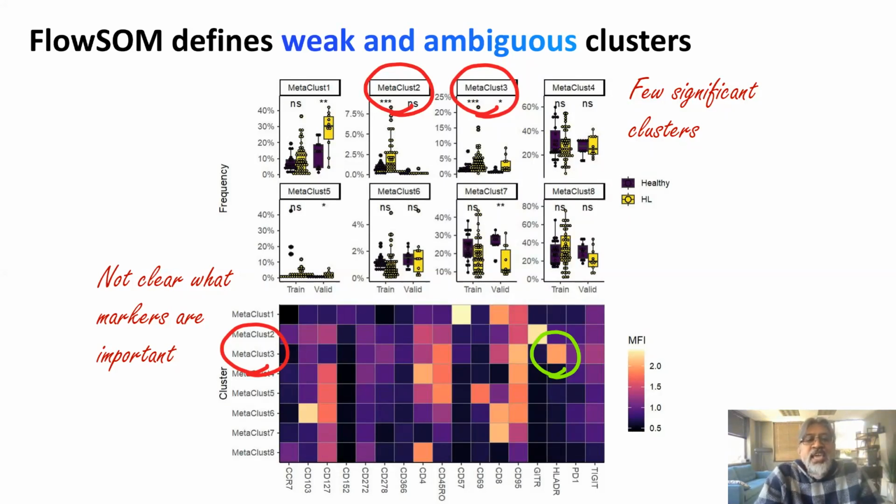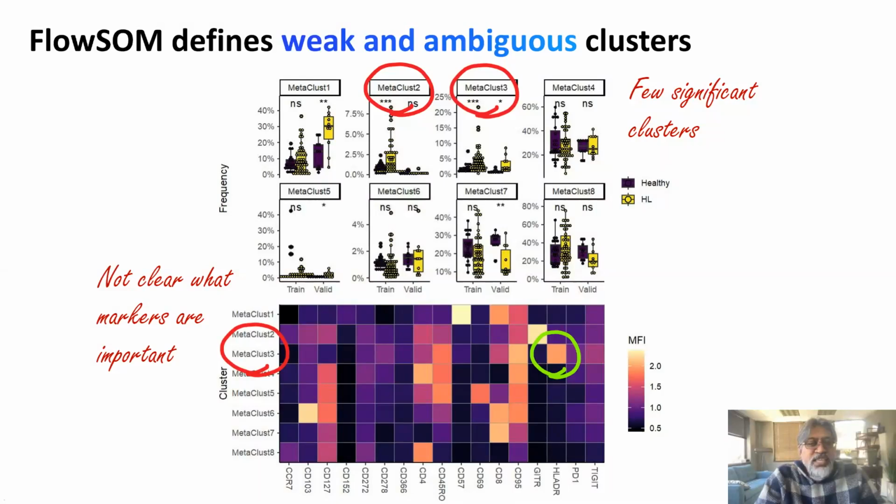And what you see is that there aren't that many significant clusters here. There are really just a handful of clusters. And when you look at the names of those clusters, they're kind of ambiguous, right? Metacluster 2, metacluster 3, that's not what we typically name T cells, right? So we don't have an exact phenotype. And if we want an exact phenotype, the best we can do is look at a heat map that FlowSum produces that shows the expression of each of these markers.